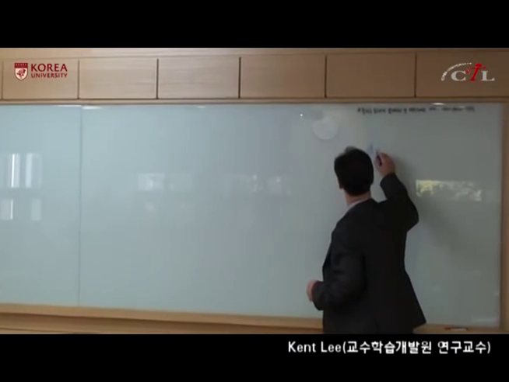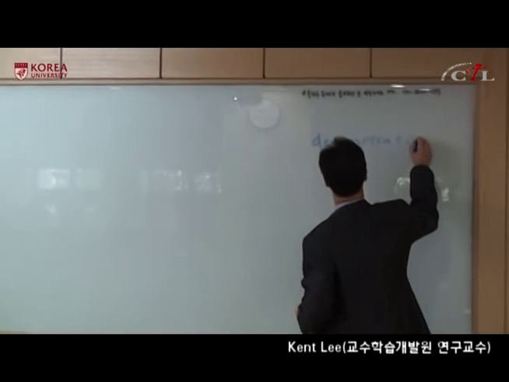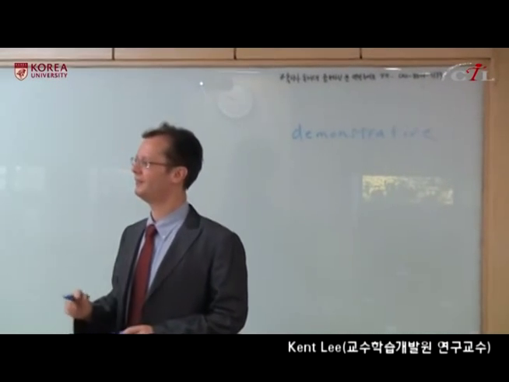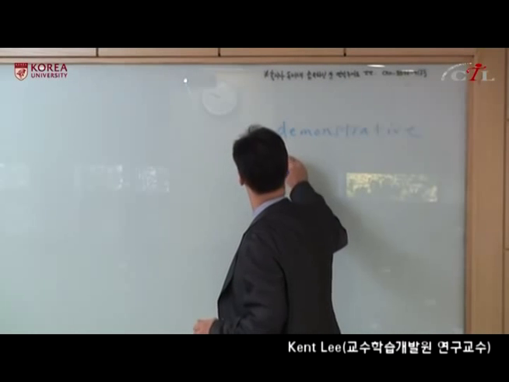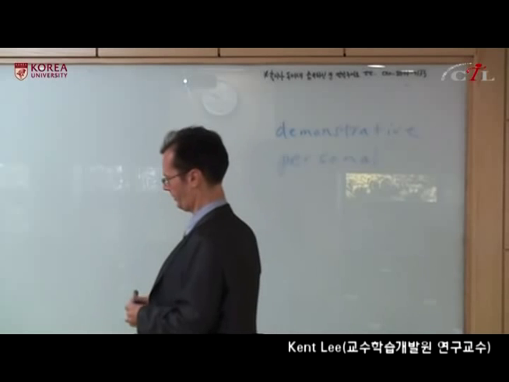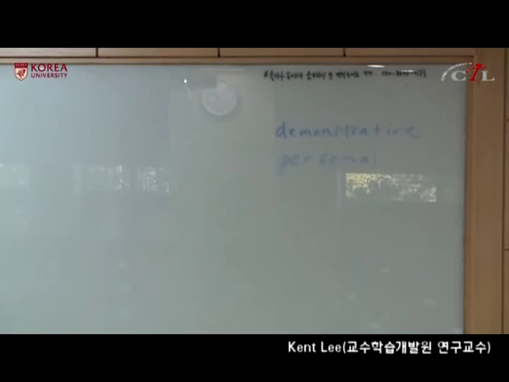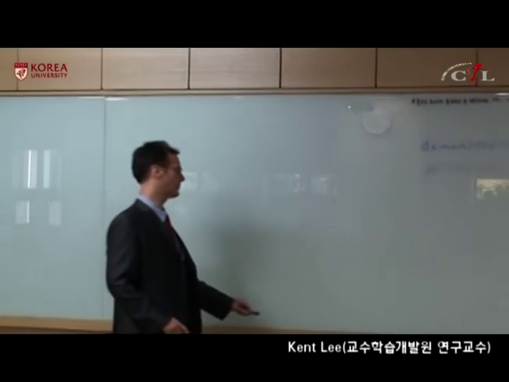This, by the way, we call a demonstrative pronoun. This, that, these, those are demonstratives. I don't know if you can see this. This is a bad marker. Can you read that back there? Okay, demonstrative. Whereas he, she, it are personal pronouns. So you have demonstrative pronouns, you have personal pronouns like he, she, it, they, and demonstratives like this, that, these, those.